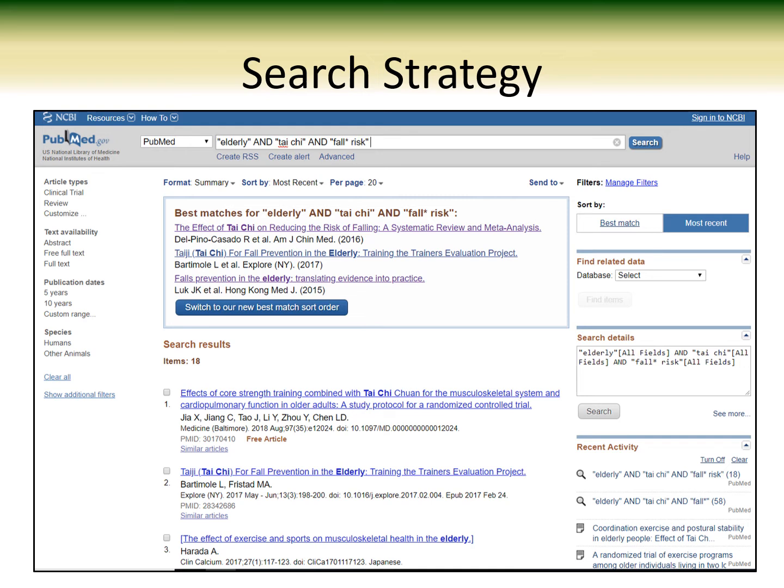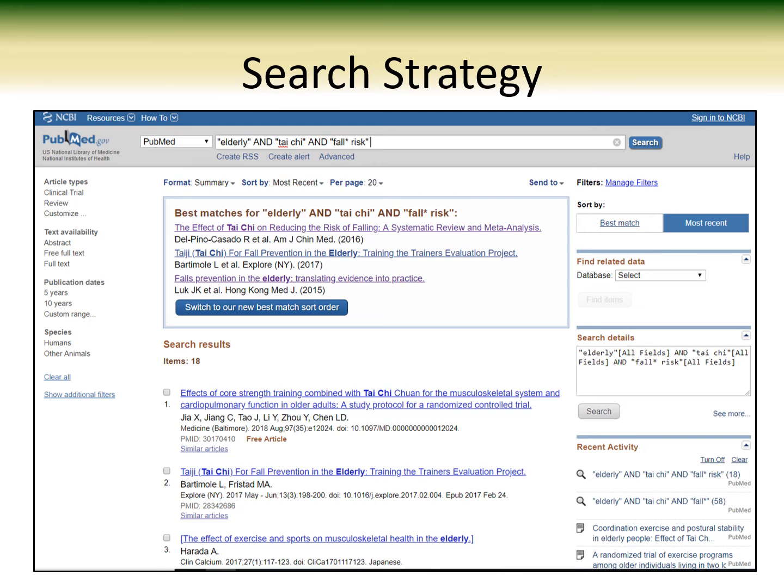So here are the results from my search of PubMed. My search terms were elderly and Tai Chi and fall risk. I also checked, with respect to article types in the upper left-hand portion of the screen, clinical trial and review. I kept the text availability open as well as the publication dates. I didn't customize those. And my results yielded 18 items, which is a reasonable number to search through.